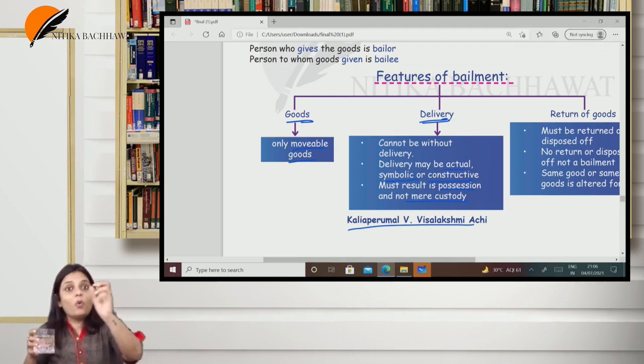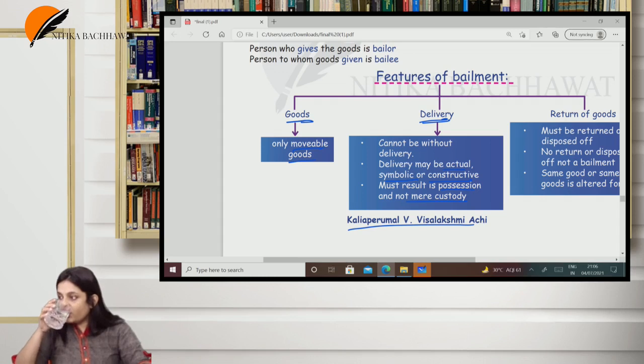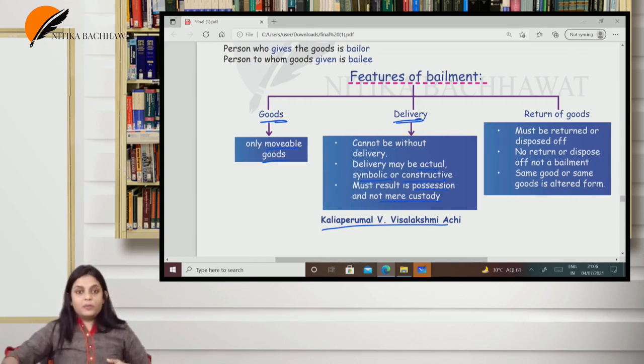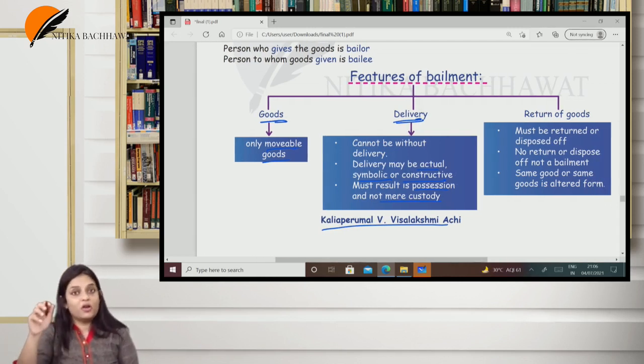Possession means the right to access the goods at any given point of time, right? So there should be some transfer of possession and not mere custody. And finally, goods have to be returned back or disposed of.